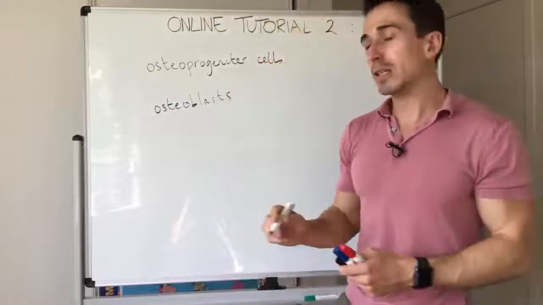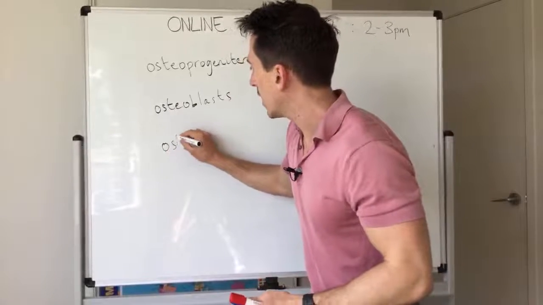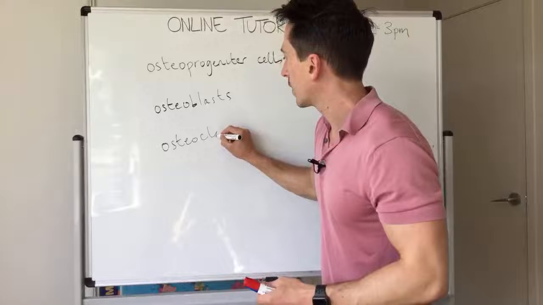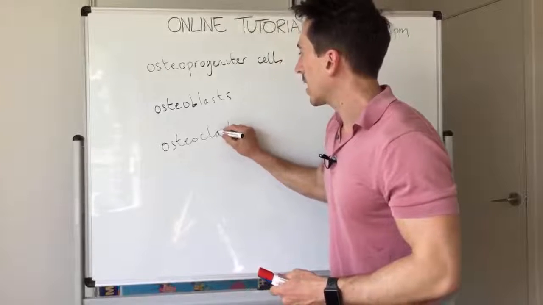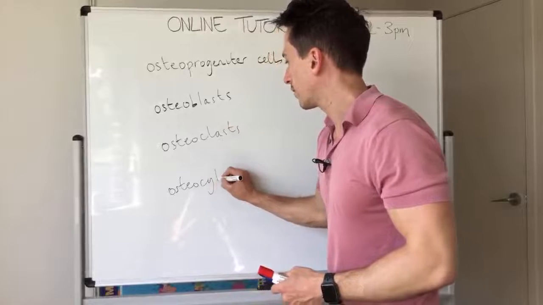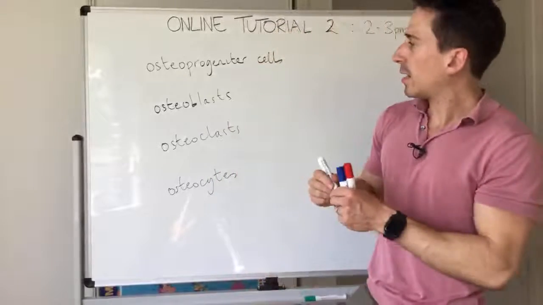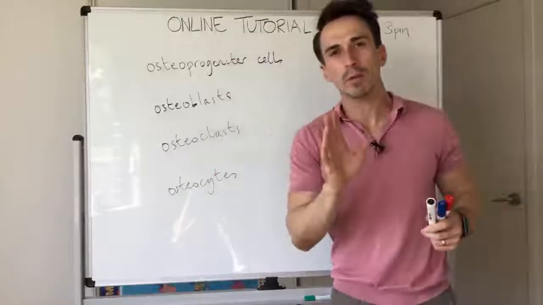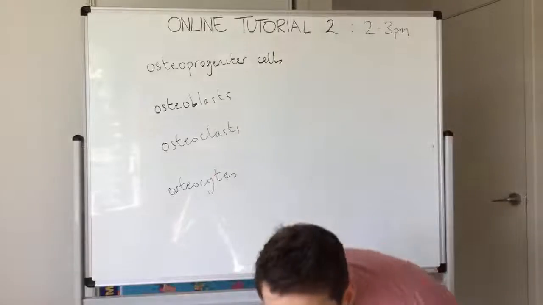Next type you need to know is osteoclasts. Then the last one is osteocytes. These are the four types of bone cells you need to know.